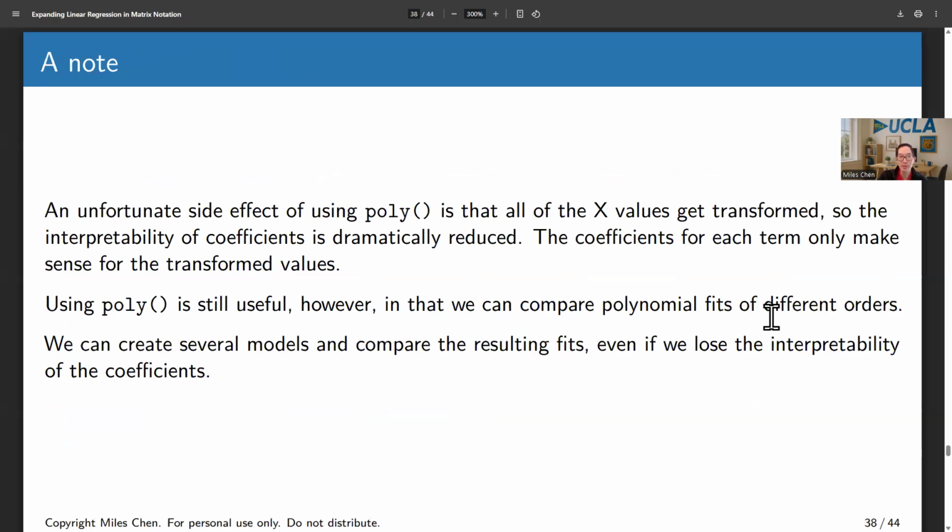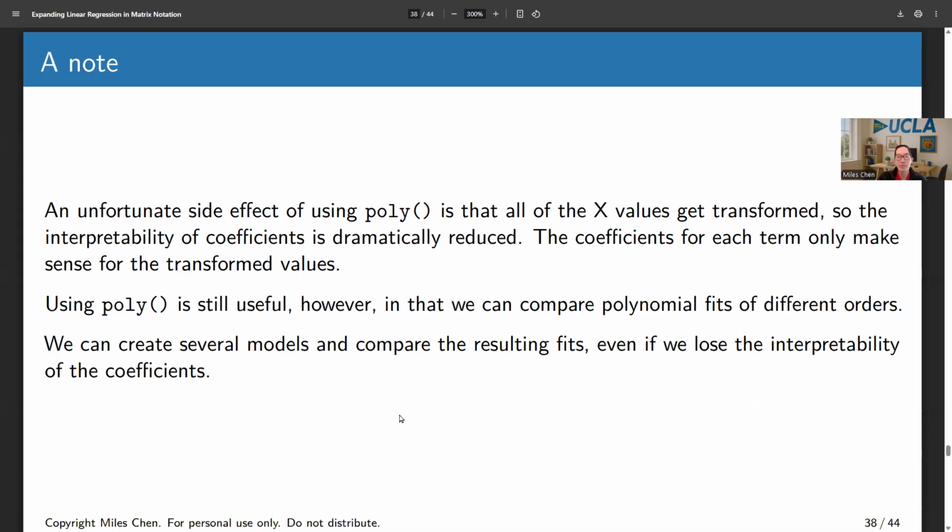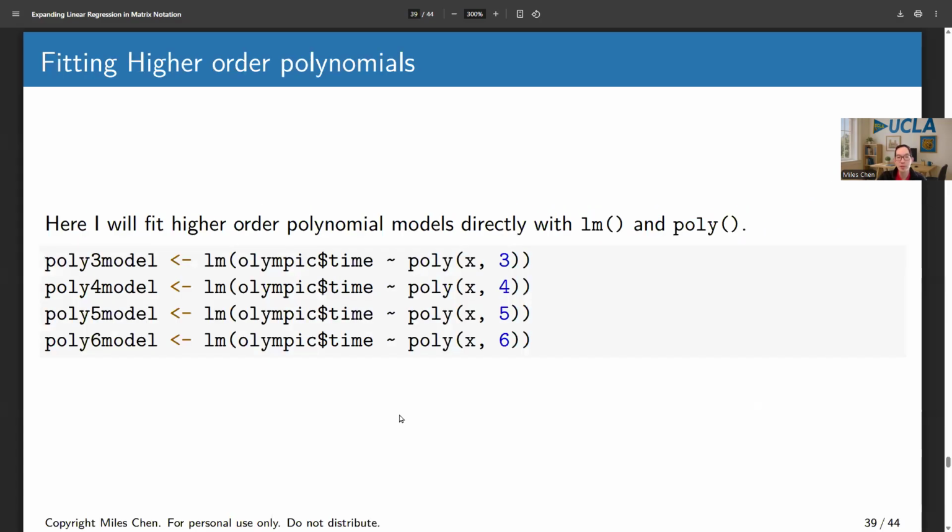and we get our predictions. But I wrote, an unfortunate side effect of using poly is that all of the x values get transformed, so the interpretability of coefficients is dramatically reduced. The coefficients for each term only make sense for those transformed values, which we don't really like. You can ask R how it transformed these values, but it's not something that we generally work with directly. But poly is still useful in that we can compare polynomial fits of different orders, and I can try fitting a whole bunch of models comparing the results, even if we lose the direct interpretability of the coefficients.